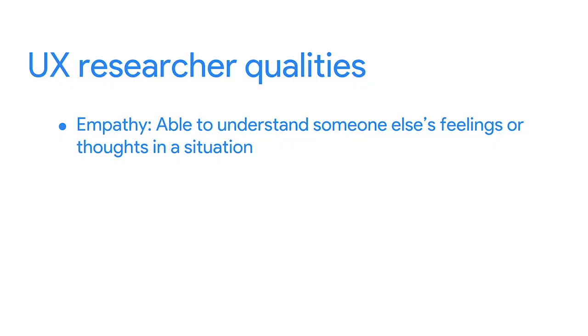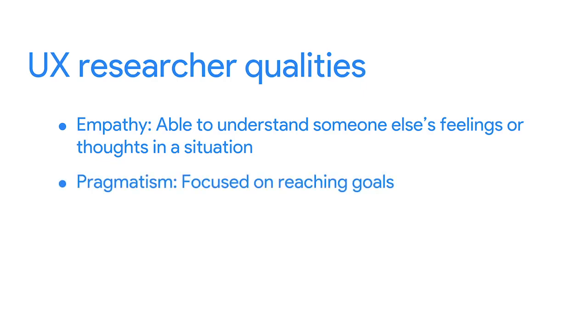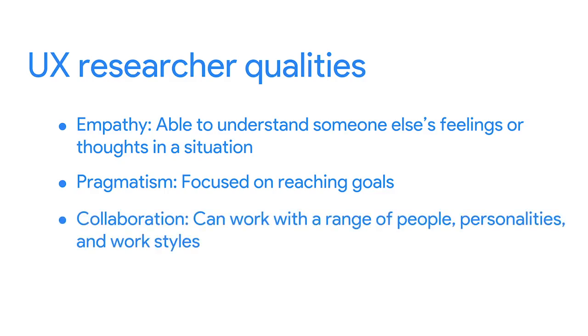Next, let's discuss some of the key qualities that UX researchers usually possess. Qualities of a good UX researcher include empathy, pragmatism, and collaboration. Empathy is the ability to understand someone else's feelings or thoughts in a situation. Pragmatism is a practical approach to problem solving. Pragmatic people are focused on reaching goals. Collaboration is the ability to work with a range of people, personalities, and work styles.